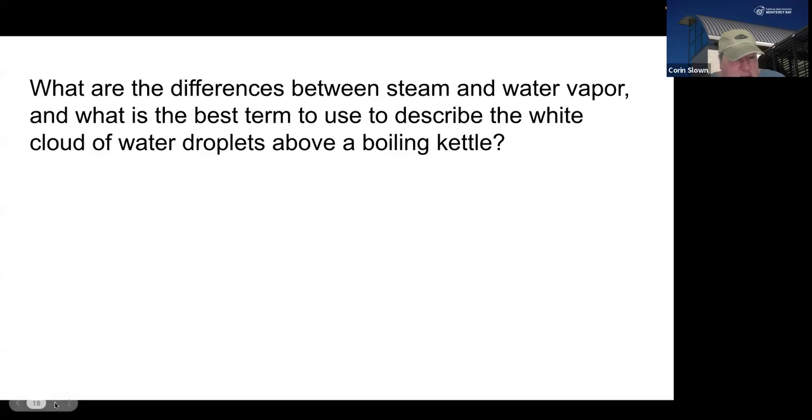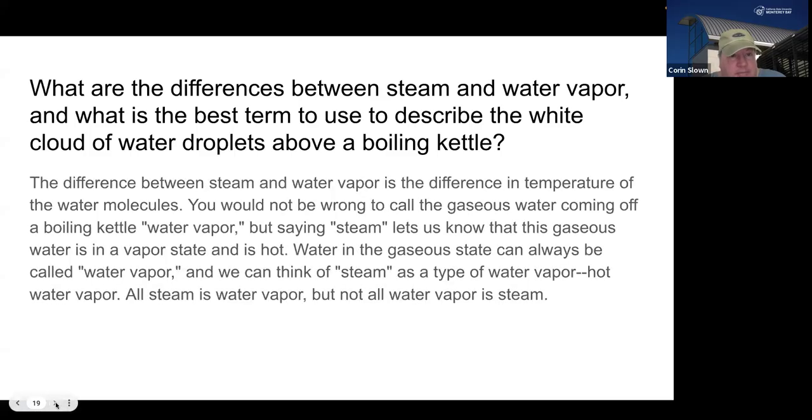Last but not least, we can think about this in terms of differences in temperature. It's not wrong to call gaseous water coming out of a kettle water vapor, but saying that it's steam tells us that it's in a vapor state and it's hot. So another way of saying that is all steam is water vapor, but not all water vapor is steam.